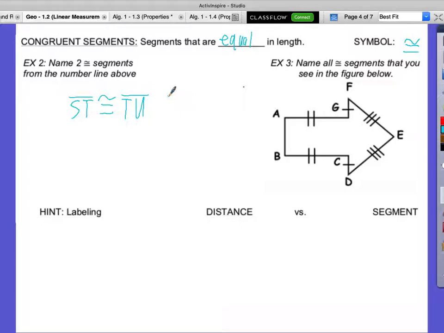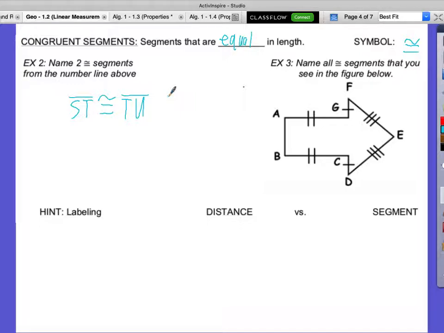Just like you say two things are equal, we can now say two things are congruent. Once again, these segments themselves are congruent because their measures are equal. The segments are congruent, the measures are equal. Because numbers can be equal, but segments cannot. Segments can be congruent though.